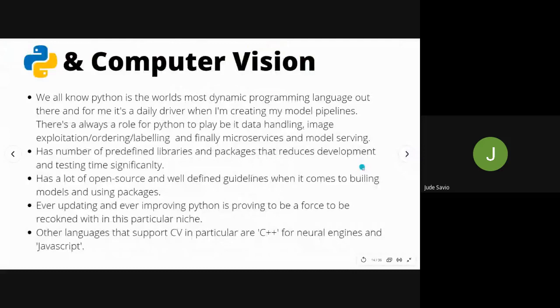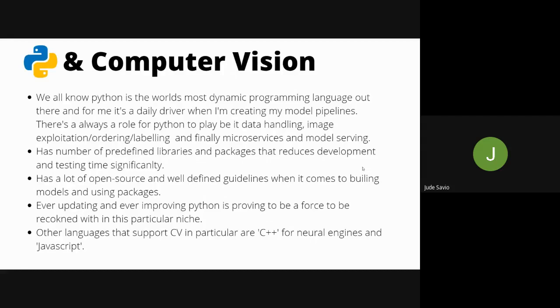So let's start talking about the main player who enables us all to get started with computer vision. So basically he's Python. We all know Python is the world's most dynamic programming language when it comes to the top ranking programming languages, and it's basically a daily driver for me. Even when it comes to creating RPA bots, I use Python. Even when it comes to creating my model pipelines, I use Python.